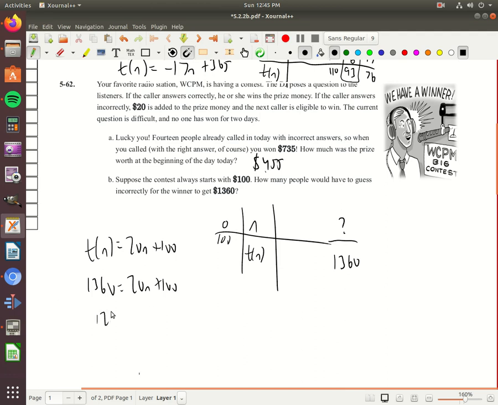So we'll get 1260. Just subtract 100 from each side, equals 20n. We'll divide by 20. So 20 goes into 1260 63 times. So there would have had to have been 63 missed questions.